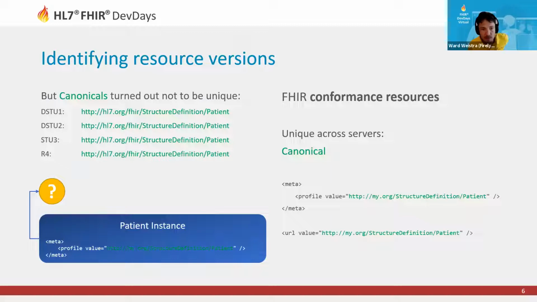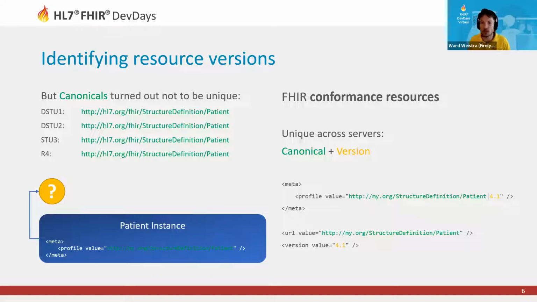But what happened to be the case is that canonicals weren't actually so unique across all the FHIR world. For example, just a very brief example here, even the FHIR core patient was using the same canonical over multiple different FHIR versions. So those are not the same resource necessarily. There will be changes in there and they are using the same canonical. So we needed something else, because otherwise we don't know, when we're referring from this patient instance, which specific profile we're talking about. And that's why we added the version within a profile.